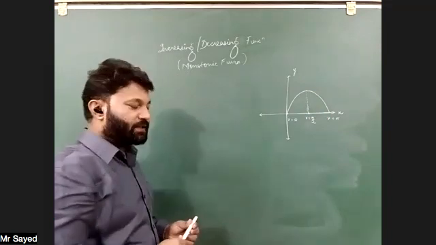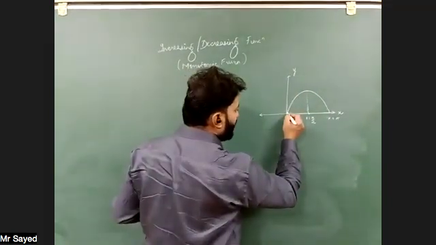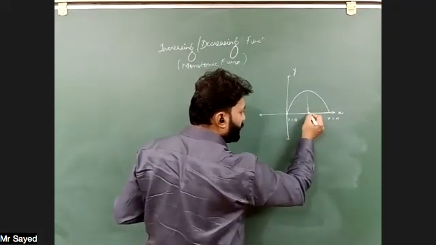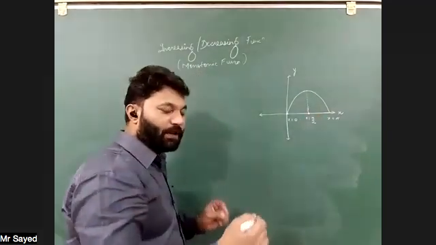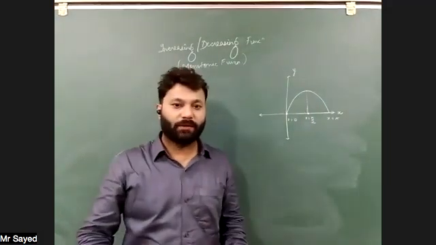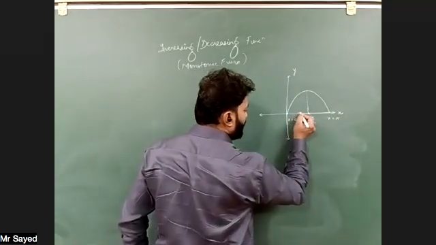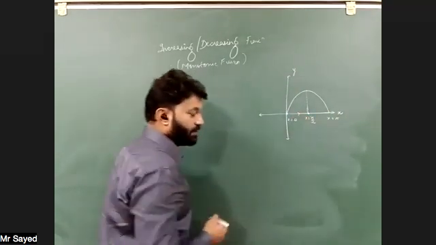Now you can see that for a function to be increasing, this is compulsory. As you can see, the value of x is changing from 0 to pi upon 2. So is the value of x increasing or decreasing? Increasing. From 0 to pi upon 2, it is increasing. So in the limit 0 to pi upon 2, the value of x is increasing.